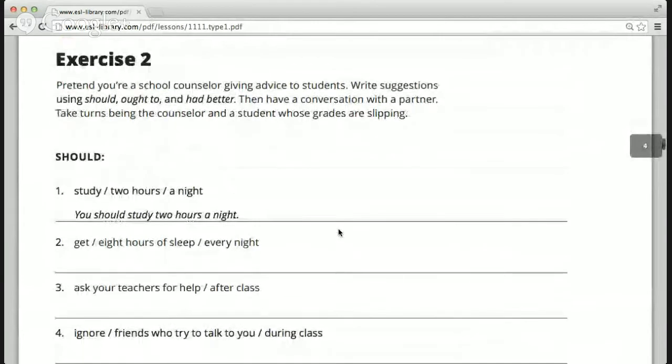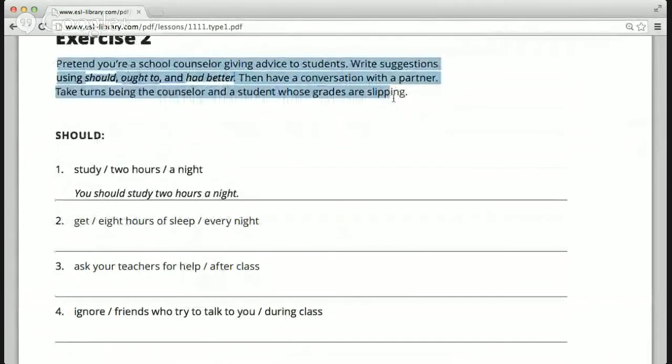Okay, exercise number 2. Our instructions here say, pretend you're a school counselor giving advice to students. Say suggestions using should, ought to, and had better. Then have a conversation with your partner. Take turns being the counselor and the student. Okay, so we're not going to take turns switching, but what we are going to do is create our own sentences. Now you can choose whichever one you want to use: should, ought to, or had better.